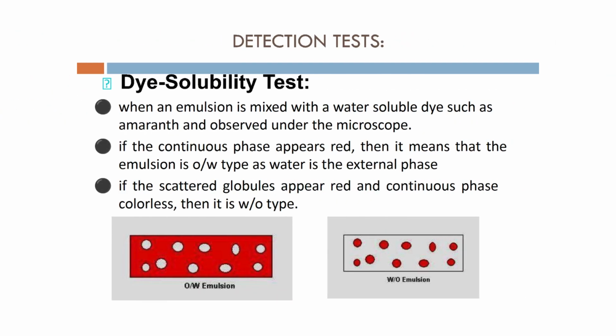Next up is the dye solubility test. In this test, a water-soluble dye, like amaranth, which is red, is mixed with the emulsion and observed under a microscope. If the continuous phase appears red, then the emulsion is OW type because the water is the external phase and has dissolved the dye. If the scattered globules appear red and the continuous phase is colorless, then it is WO type. The dye has dissolved in the water droplets, but not in the continuous oil phase. The image on this slide shows an OW emulsion under the microscope after this test, with the continuous phase colored red. Let's look at one more test and then introduce emulsifying agents.